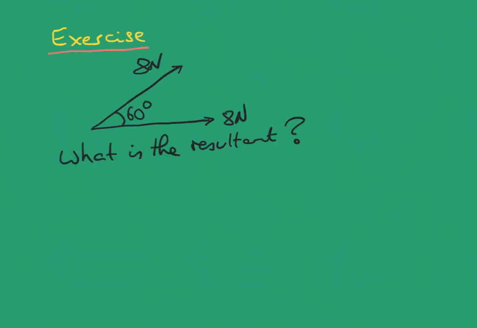So here's an exercise for you to calculate using the methods described on the previous slide. Two forces, 8 newtons and 8 newtons, the angle between them is 60 degrees. What is the resultant force? So what I'd suggest you do is have a go at solving the problem, stop the video, and after you've worked out the answer, come back and I will give you the solution.